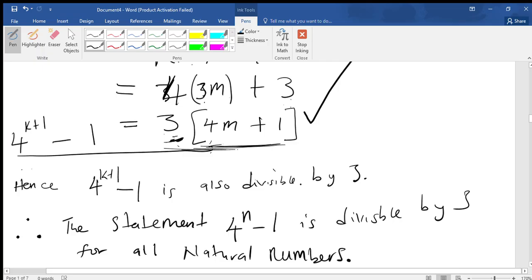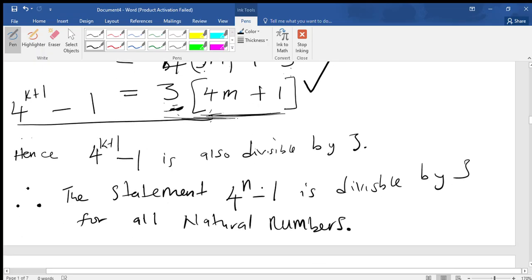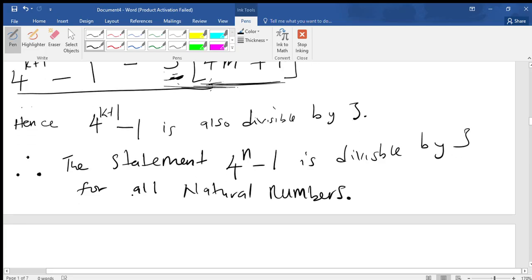And so this makes the statement 4^n minus 1 divisible by 3 a true statement for all natural numbers. And you are done. That's what we have there.